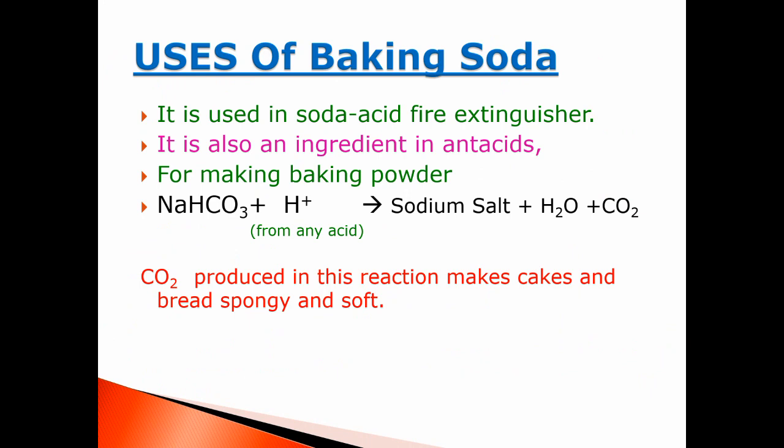Preparation is done. So let's see the uses of baking soda. Baking soda is used in soda acid fire extinguisher because this extinguisher releases carbon dioxide which does not support burning. It is also used as ingredient in antacid. Third, baking soda is used for making baking powder which is used in our kitchens. Whenever baking soda reacts with any mild edible acid, a sodium salt along with water and carbon dioxide is formed. Carbon dioxide formed by our baking powder makes our cakes and bread spongy and soft.